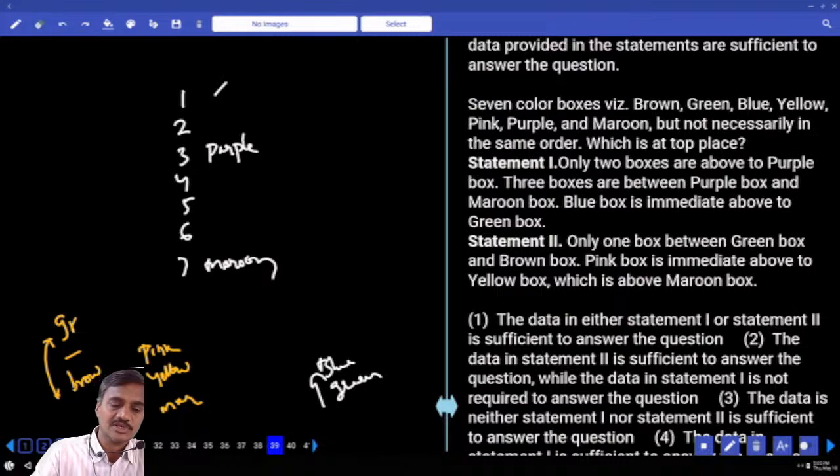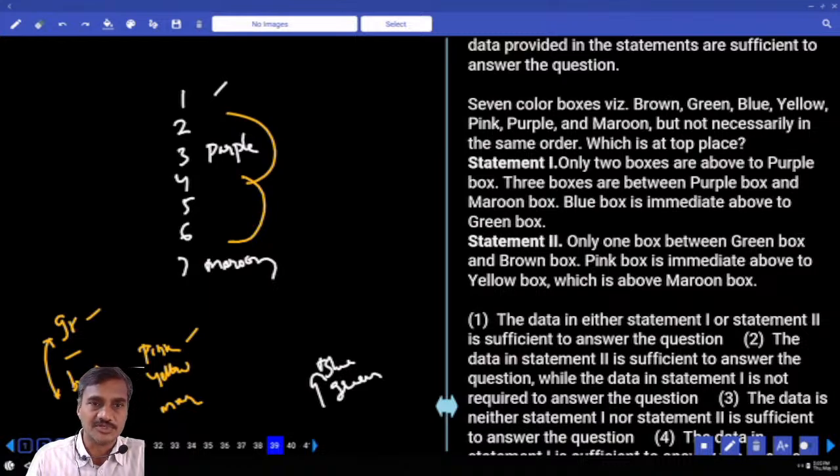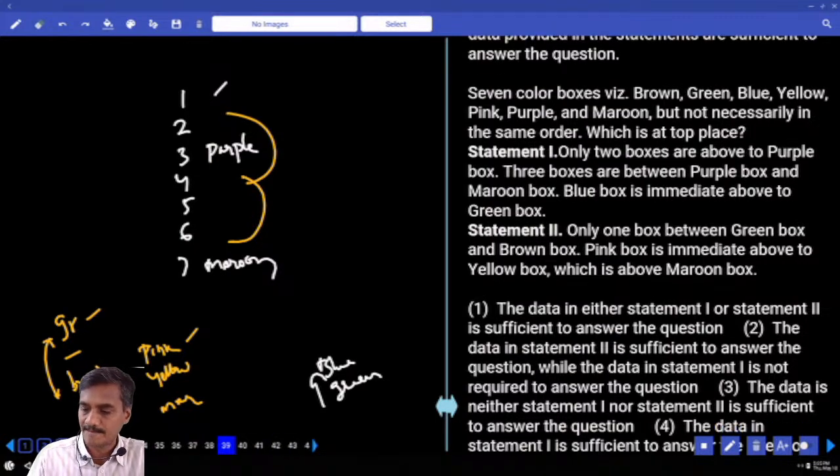Then coming to the next one, we can have green and brown like this, green and brown like this, isn't it? And pink and yellow. Now also we cannot determine the box which is at the top. Maybe green, maybe pink, isn't it? Hence these 2 are not sufficient here. By combining these 2 also we cannot determine, and it is given in choice 3.